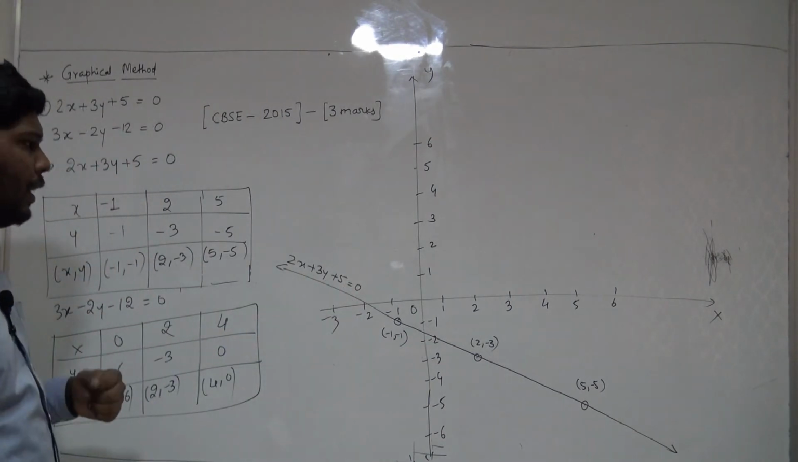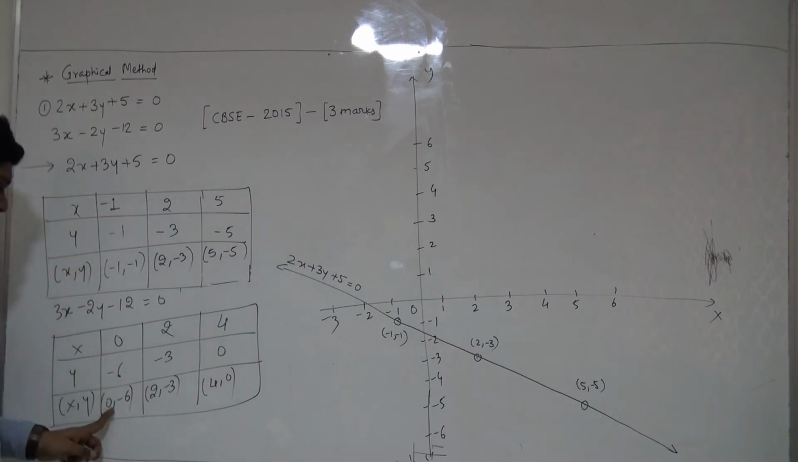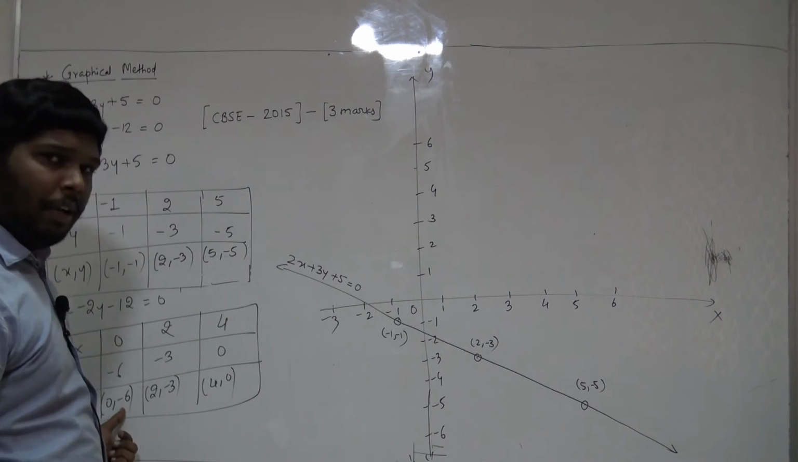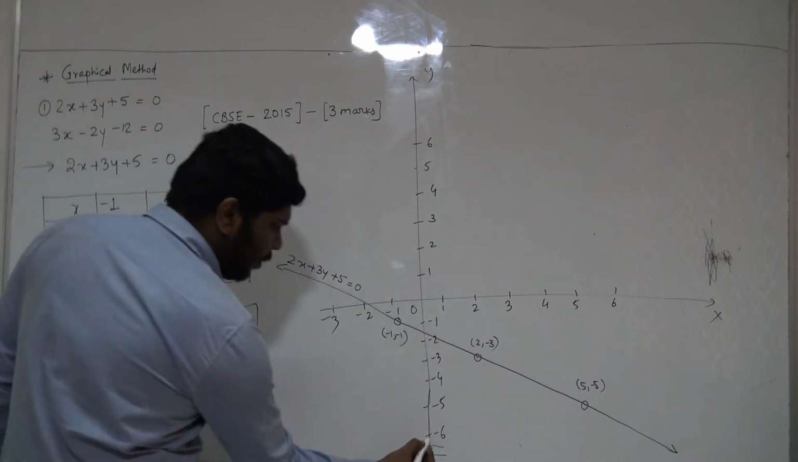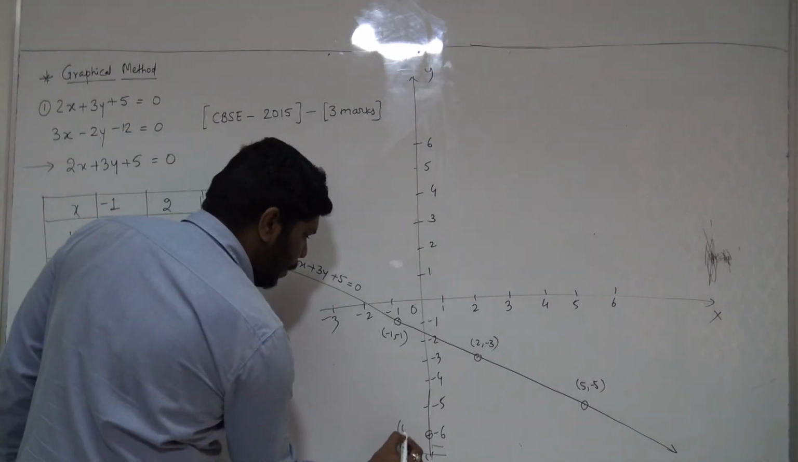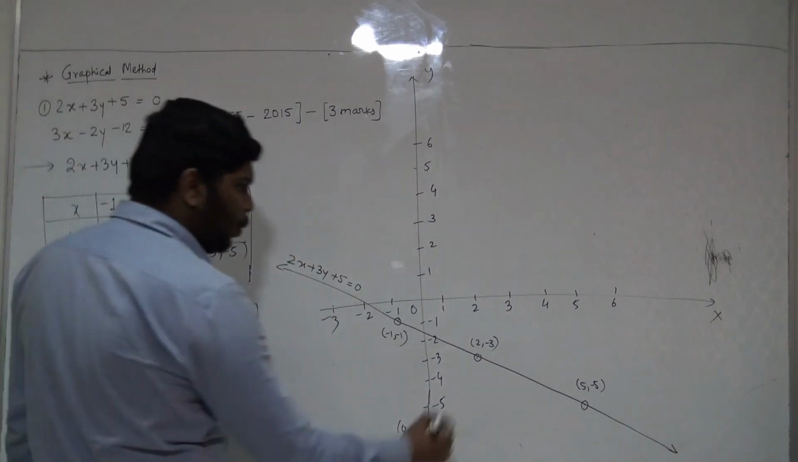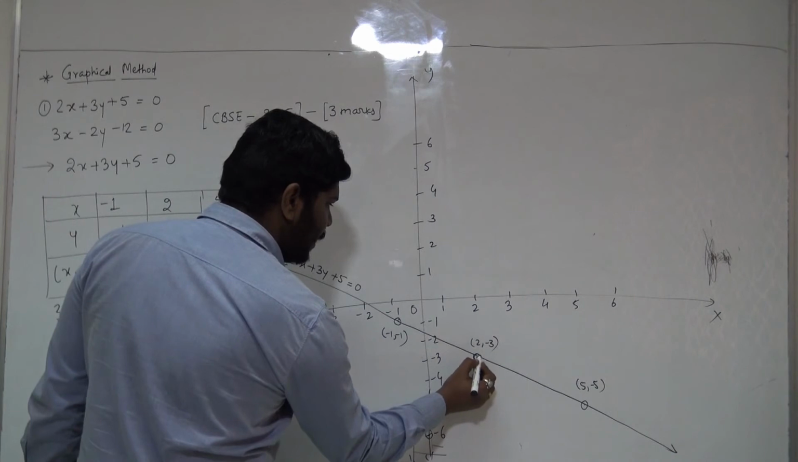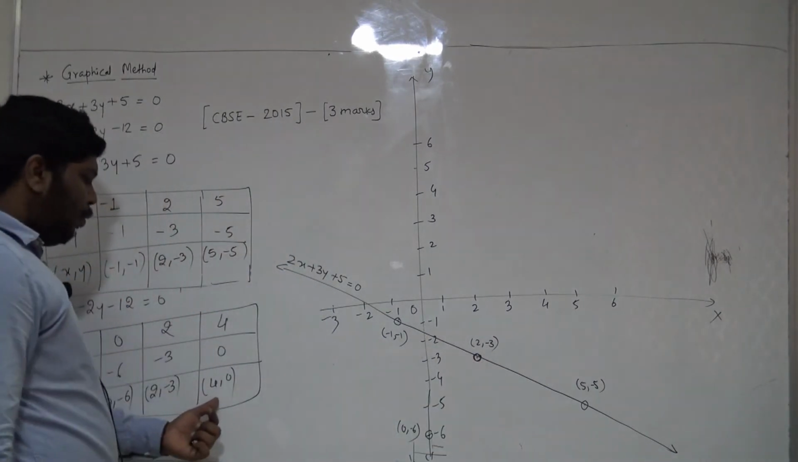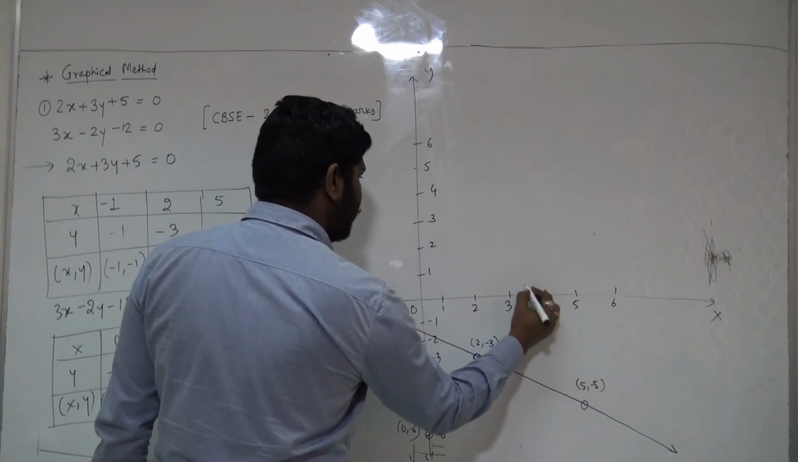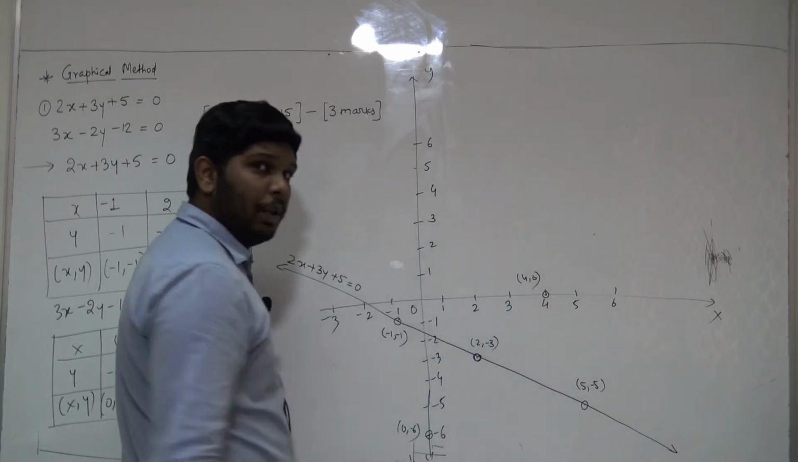Same thing you will do for the second line also. Second line: 0 comma minus 6. If x is 0, the point will lie on the negative y axis. So this is my point, 0 comma minus 6. Second point is 2 comma minus 3, so x is 2, y is minus 3, so again it is the same point here. And 4 comma 0 means x is 4, y is 0, so it will lie on the x axis, so this will be the point 4 comma 0.